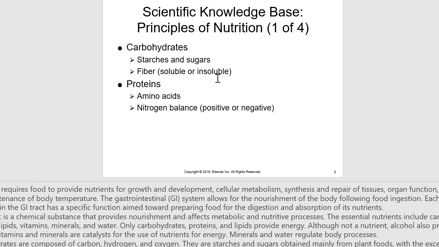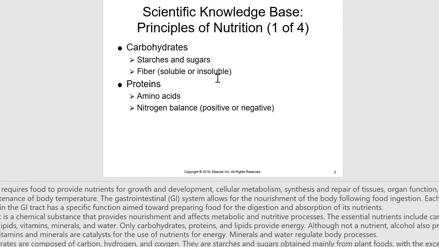Proteins also are made from amino acids, and they are also 4 calories per gram. We do have a required daily intake of protein, and it depends on where you are in your growth stage. So really, babies and children who are growing require more protein than adults require. And adults require about 0.8 grams per kilogram of ideal body weight per day.